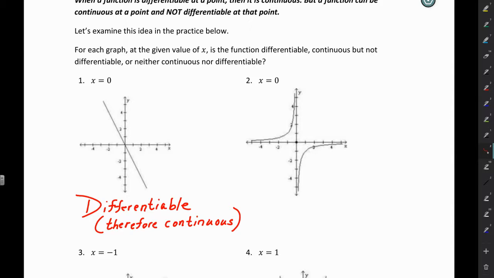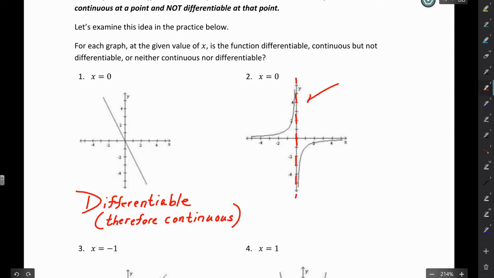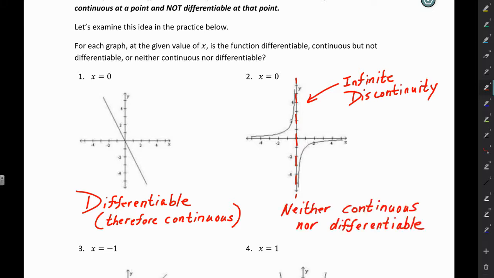All right, so now again, we're looking at x equals 0. We have a vertical asymptote at x equals 0, so we know this graph is not continuous. And we also want to know, is it differentiable? Well, we know that a graph cannot be differentiable when we have what's called infinite discontinuity. So let's just make a note right here that we have infinite discontinuity. So this graph is neither continuous nor differentiable at x equals 0.